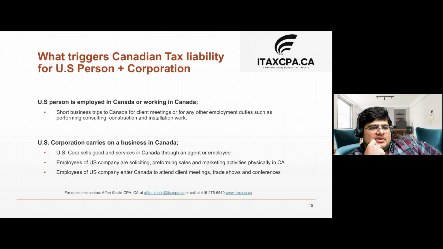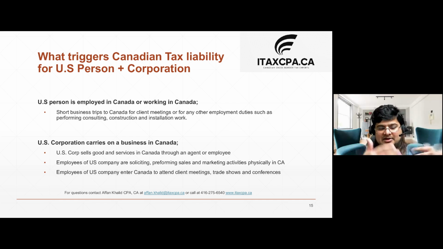Okay. I decided to add this slide just to give you context of what triggers Canadian tax liability for a US person or a US corporation. If there's one thing you want to take away from this slide, of course, none of you are here to learn too much about the Canadian tax system, but at a minimum, for those of you who have US companies doing business with Canada or in Canada, it is: at what point does my US company have any sort of Canadian tax filing obligation.